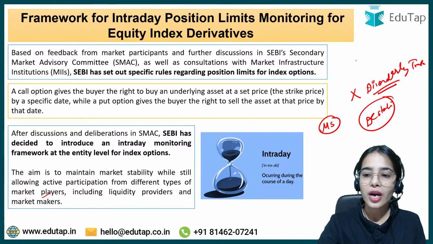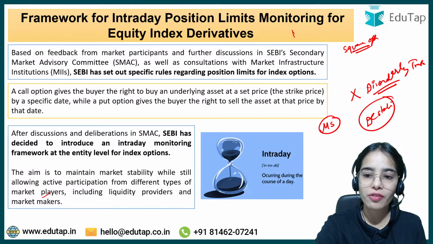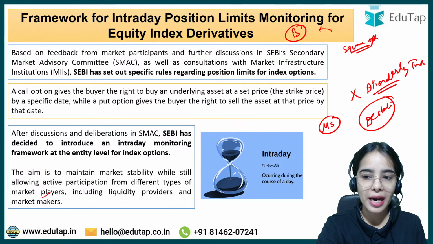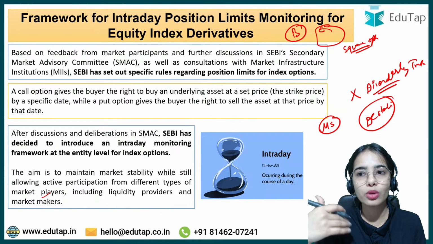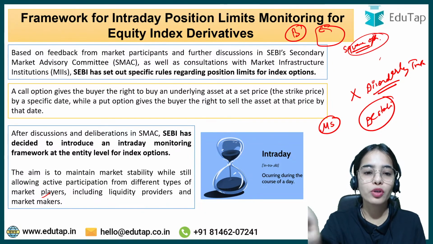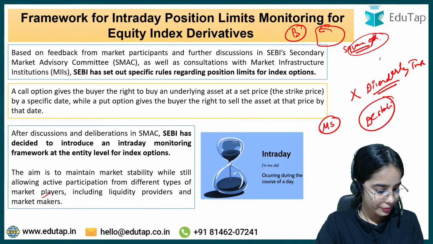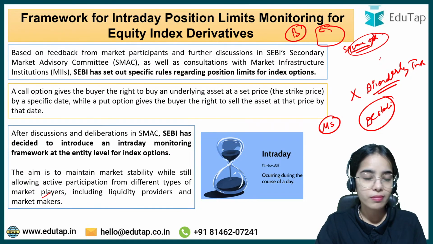Okay, square off basically means that you have to close your position. If you have a buy position, you have to close your position. That means you have to close the contract, get away from the contract, sell the contract off. Okay, so that is square off. You have to close your position. Okay, got it? Any other confusion?